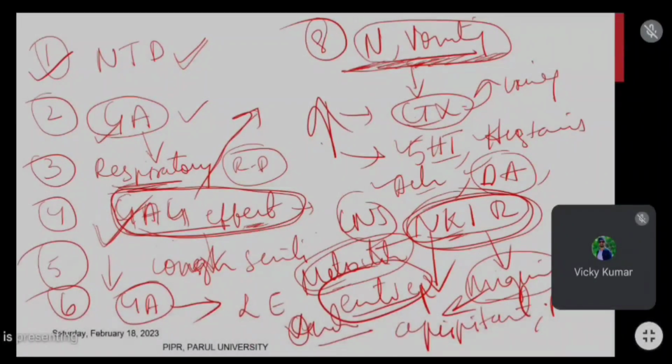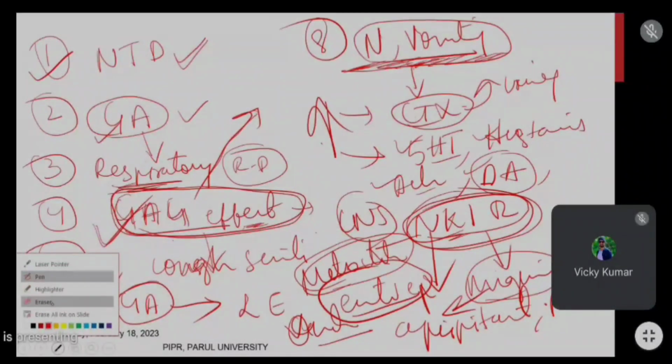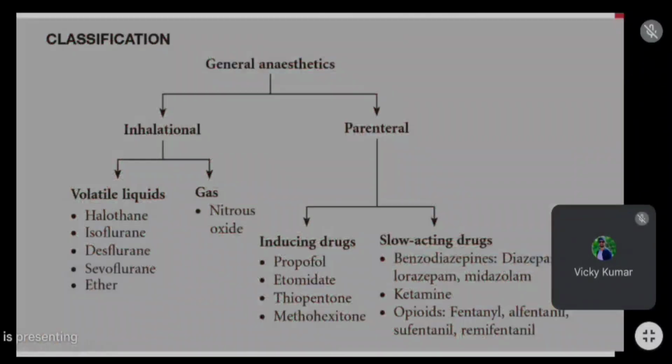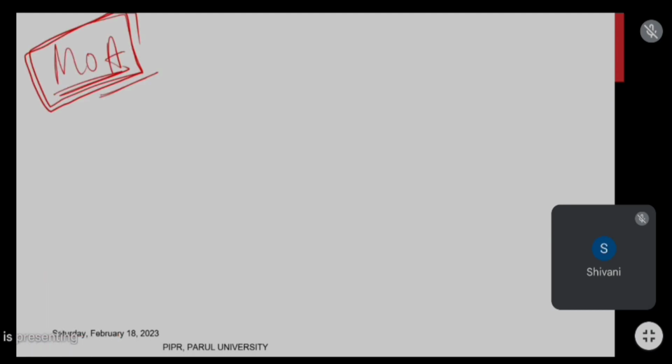I think you all understood these principles. Clear everybody? If anyone has a doubt, ask now. Now, okay. Now we will go back to the mechanism of action of general anesthetics. Now we will discuss about the mechanism of action of general anesthetics.